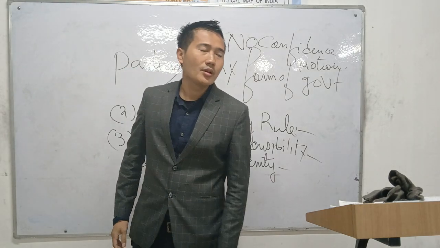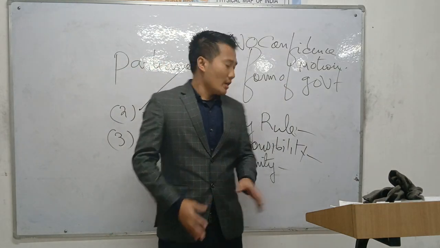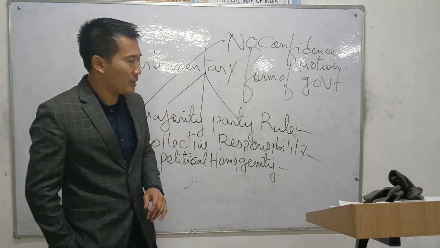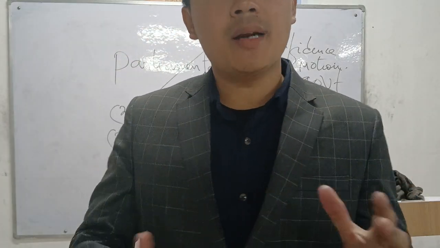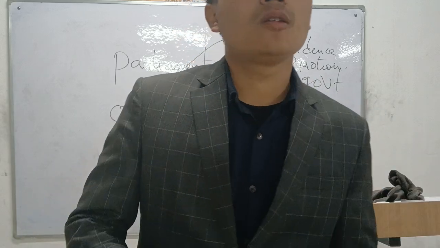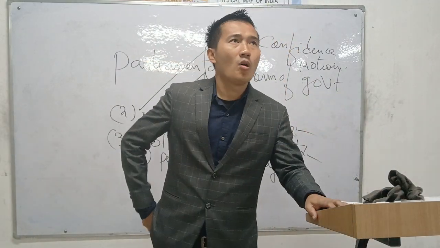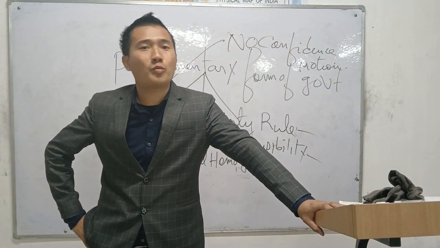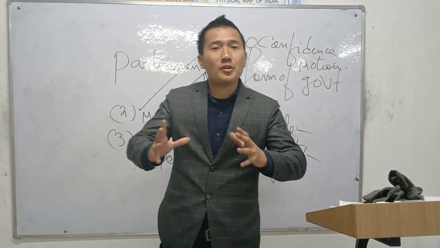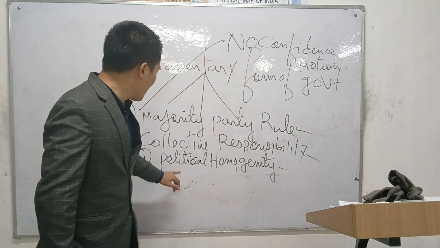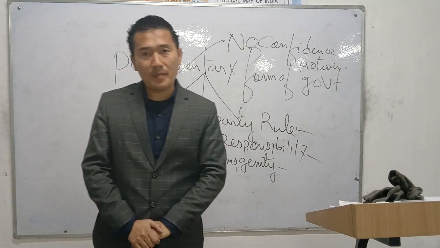Next feature is political homogeneity. Political homogeneity means the ministers are from the same party, whether it's the state or in the center. In the Parliament of India, all the ruling party, the ministers should be from one party. In the state of Nagaland, the ruling party should be only from one party. That is what we mean by political homogeneity in the parliamentary form of government.